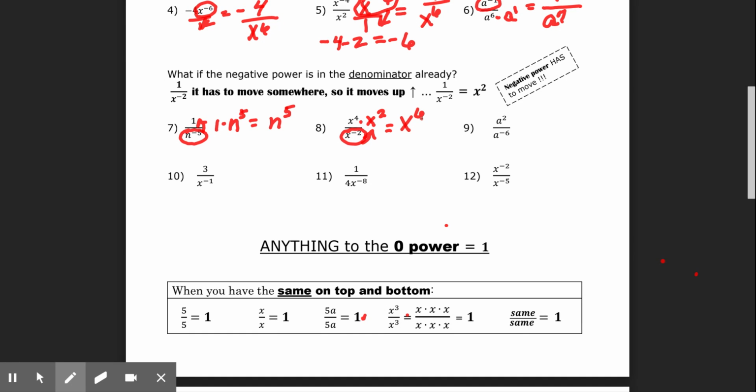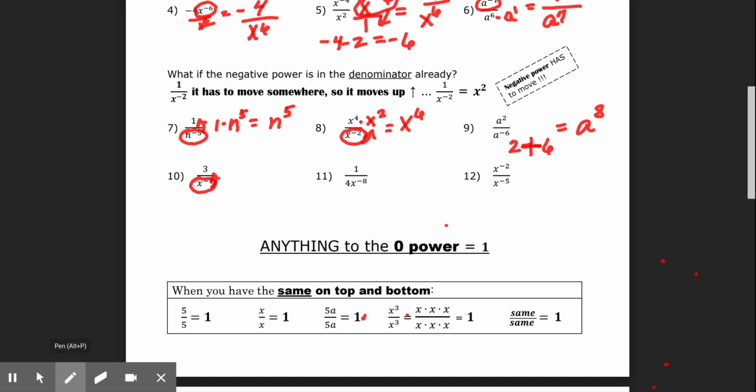On number 9, we can do the same thing here, and we can move that. I was going to show you another way. Okay, so another way that you could do this is you could actually subtract the exponents. So this would be 2 minus a negative 6, which becomes a positive 6. So this answer would actually be a raised to the 2 plus 6 is 8th power. So that's just another way that you could work that, or you can work it like we did on number 8.